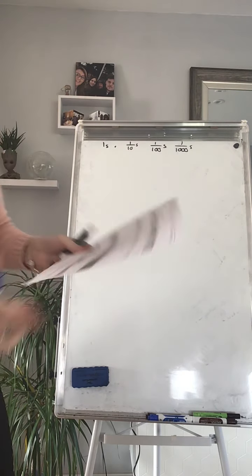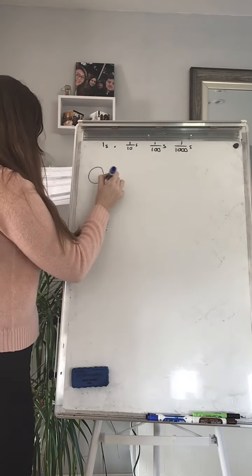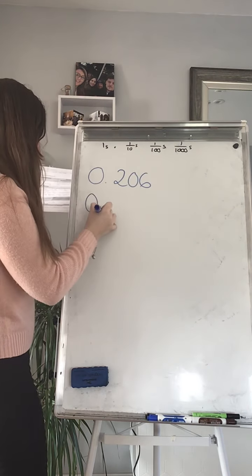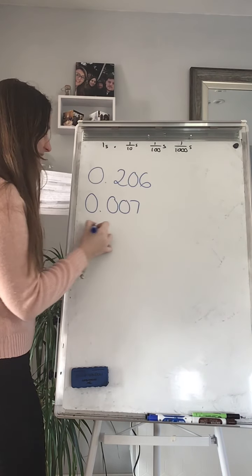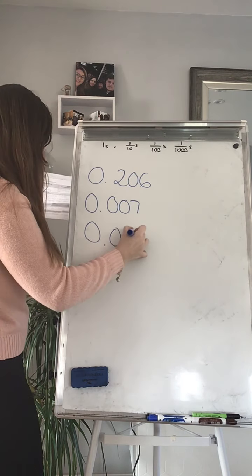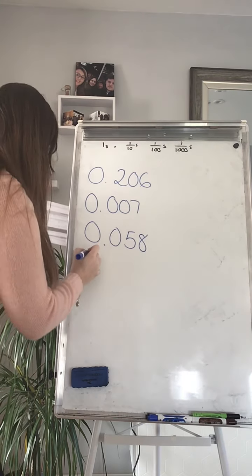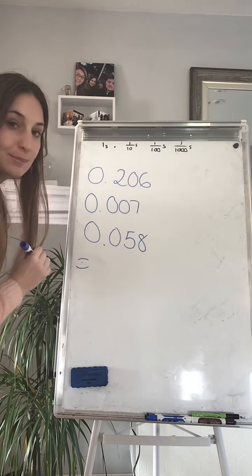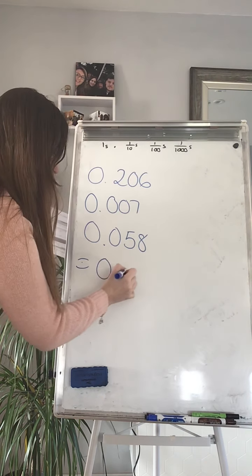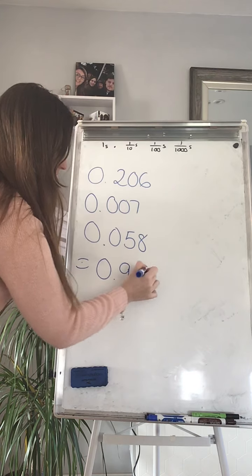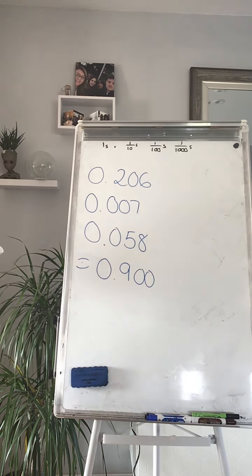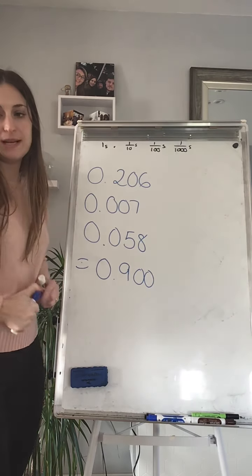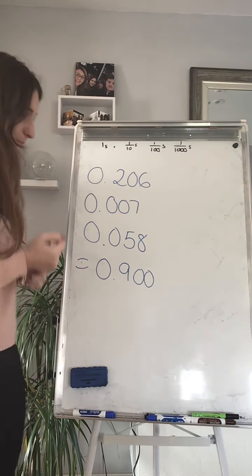Let's see if you can do it. Let's go for 0.206, 0.007, 0.058, and I'm going to make a little one there, keep an eye on 0.900. Have a go at them and then play it again when you're ready to correct it, guys.